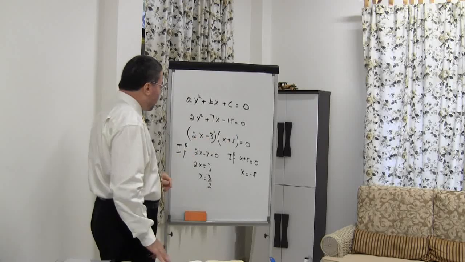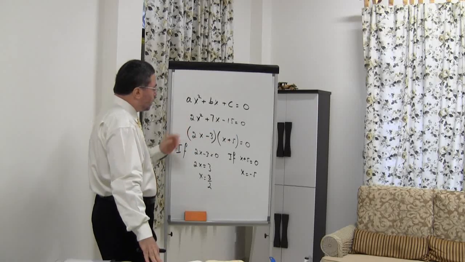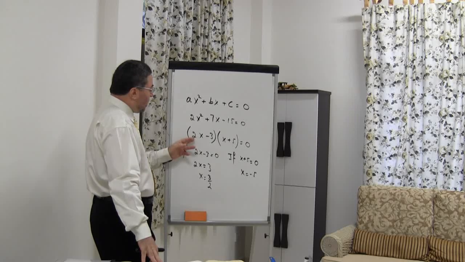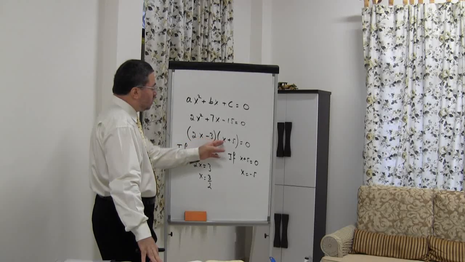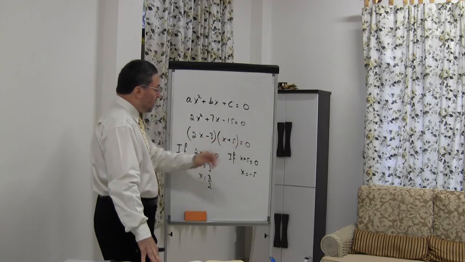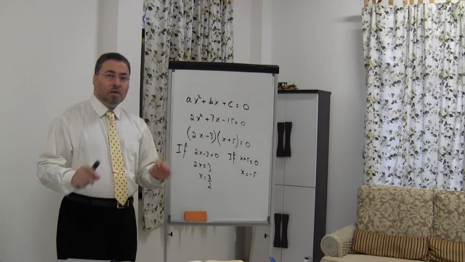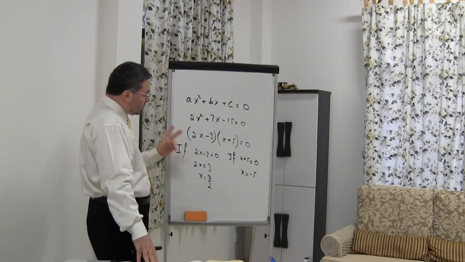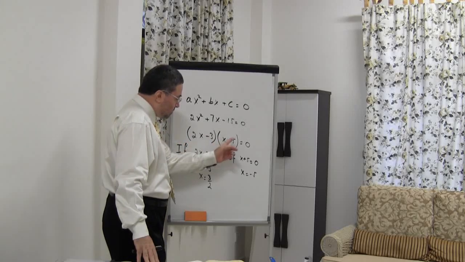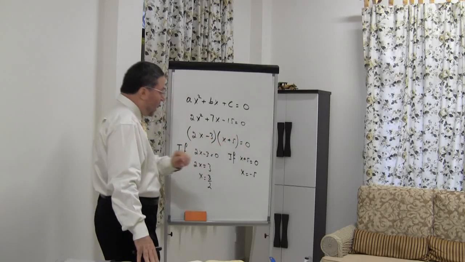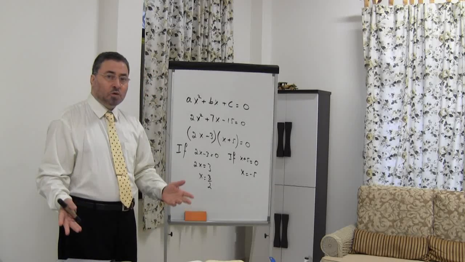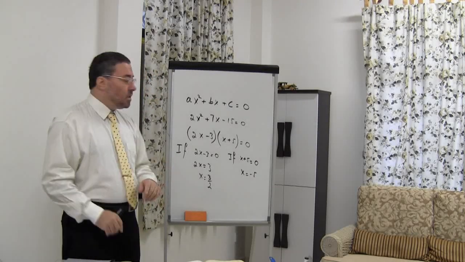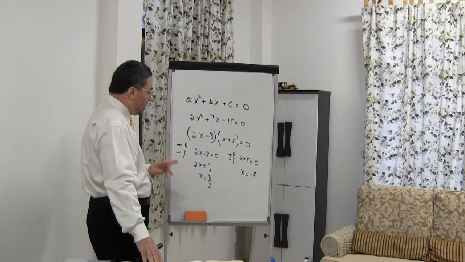Now, in solving these equations, the first thing we do is to factor the expression. And in this case, we have factored this expression, and we got 2x minus 3 times x plus 5 equals 0. Now, the logic behind solving these equations is as follows. Since we have here two numbers whose product is 0, then either one can be 0. And we use this to solve the equation.